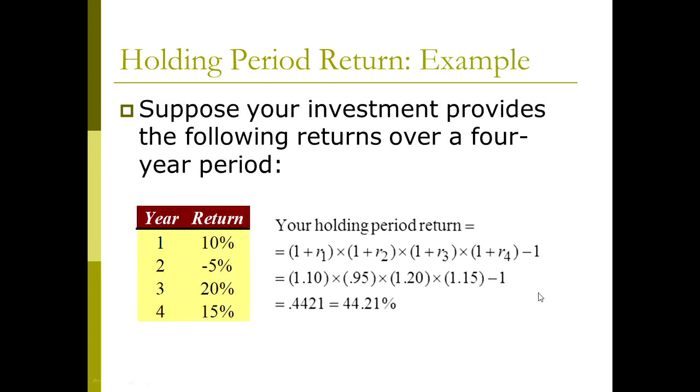For example, suppose you have the following investments over a 4-year period. First year, you have a 10% return. Second year, you lost 5%. Third year, 20% return. Fourth year, 15% return. What is your holding period return? All you need to do is multiply each year's return. So first year, 1 plus 10%. Second year, 1 minus 5%. Third year, 1 plus 20%. Fourth year, 1 plus 15%, then minus 1. Your total holding period return over the 4 years is 44.21%.